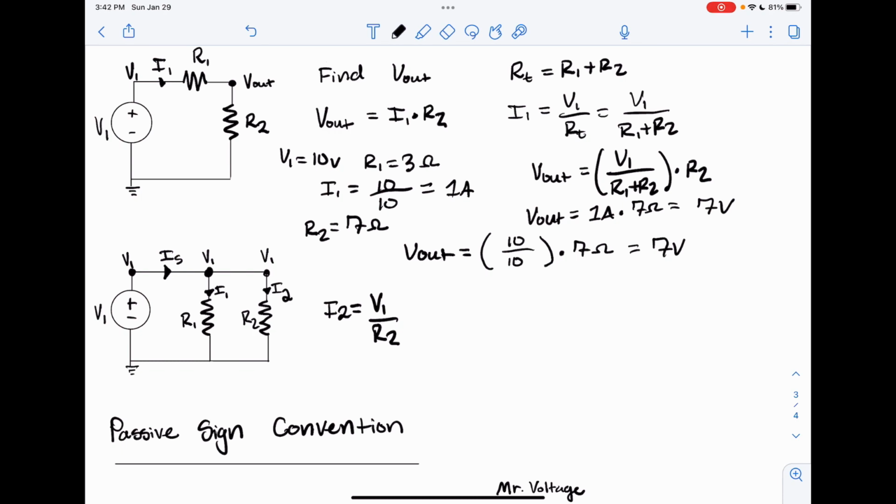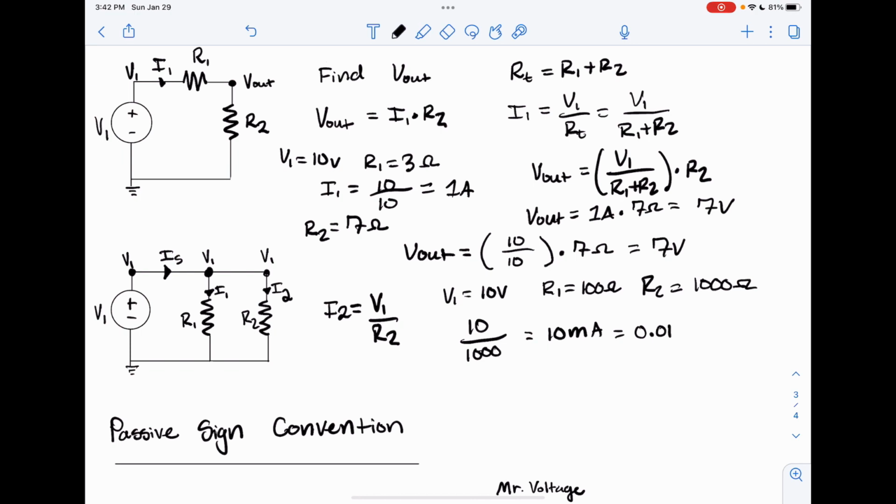Now, if we give the values V1 is equal to 10 volts, R1 is equal to 100 ohms, and R2 is equal to 1,000 ohms, then I2 is 10 divided by 1,000, knock those zeros off there, is 1 over 100, which is equal to 10 milliamps, which is equal to 0.01 amps.